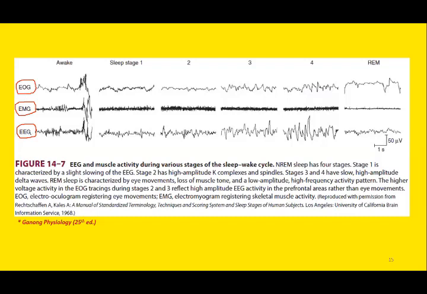So electroencephalogram is the graphical representation of electrical activities of the brain. Electromyogram is the graphical representation of electrical activities of the skeletal muscle, and electrooculogram is the graphical representation of electrical activities in the ocular muscles. So here you can observe EEG with EMG and EOG.